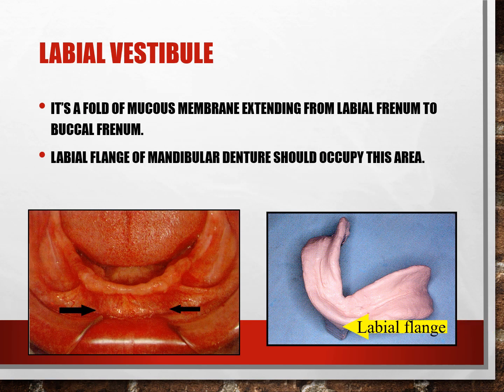So now coming to labial vestibule. It is a fold of mucous membrane extending from the labial frenum to the buccal frenum. We can see here extending from the labial frenum, and this is the buccal frenum. This part is called the labial vestibule, and the corresponding part in an impression is known as the labial flange.